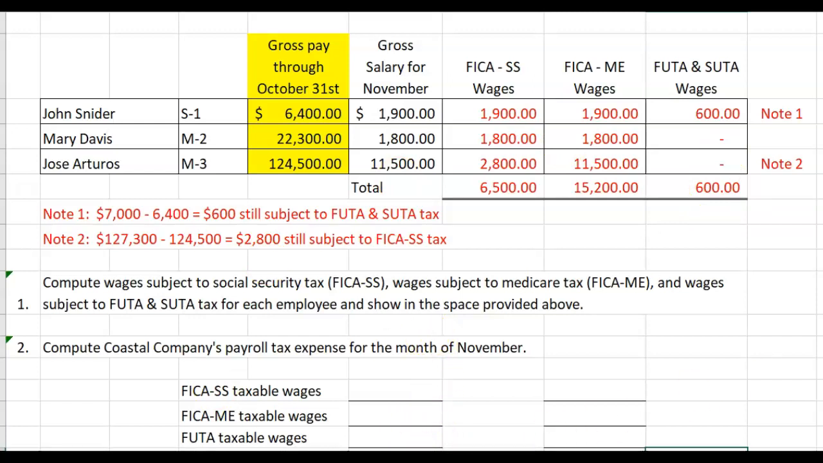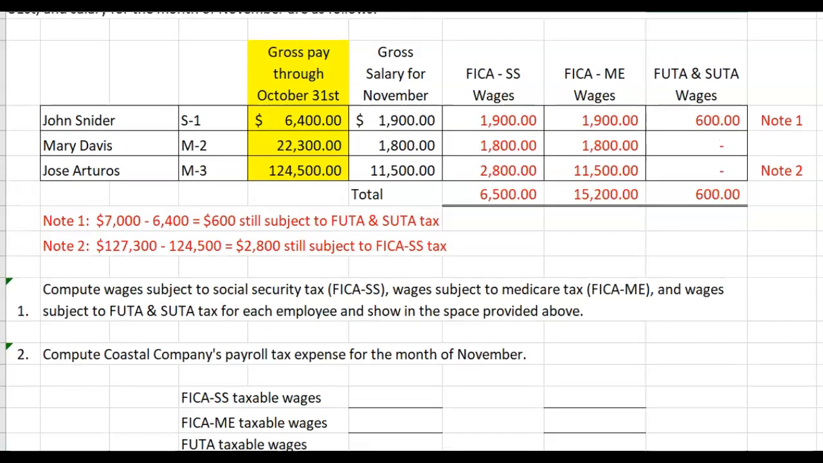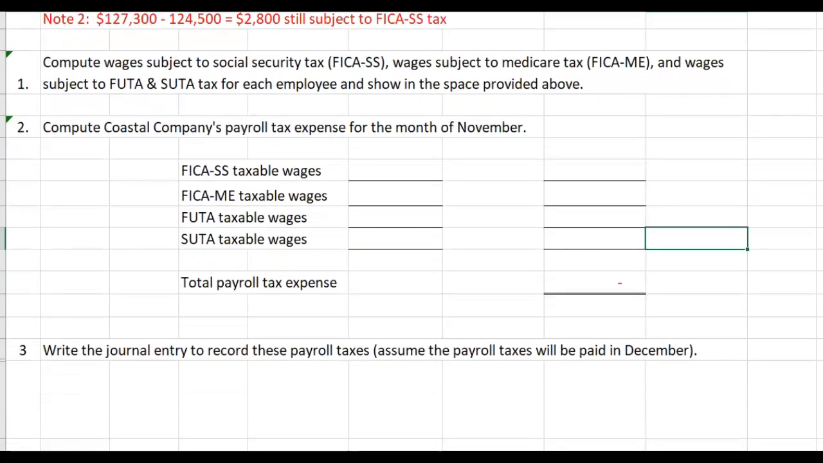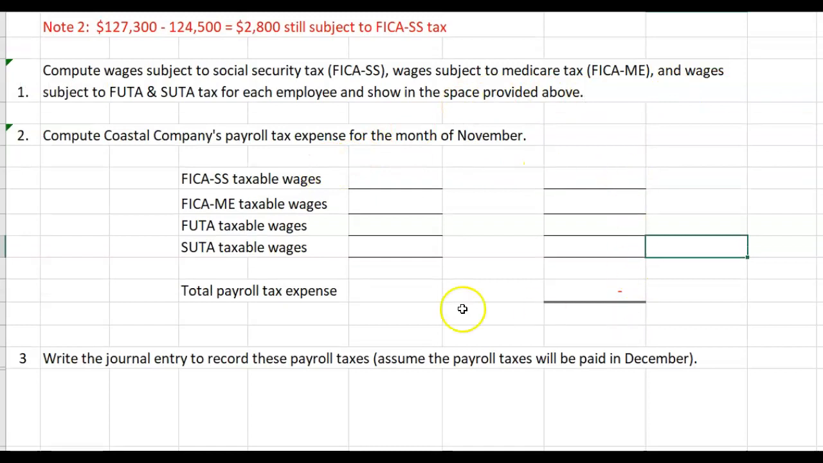Just drop those amounts in, and then put in the tax rates: 6.2% for FICA, 1.45% for Medicare, 0.6% for FUTA, and 4.5% for SUTA. Again, this is a review. You have done problems like this before. Go ahead and calculate Coastal Company's payroll tax expense for the month of November.